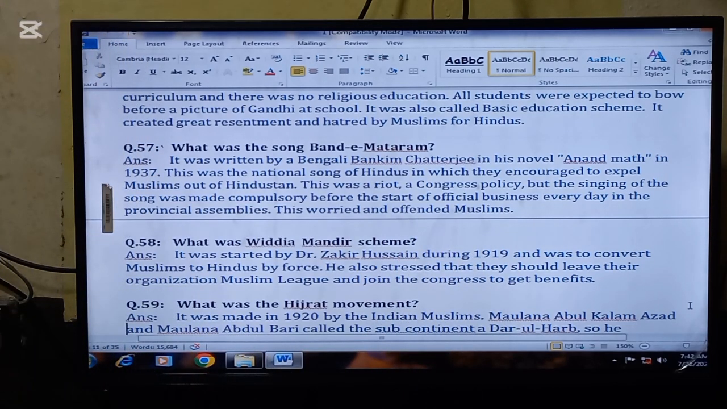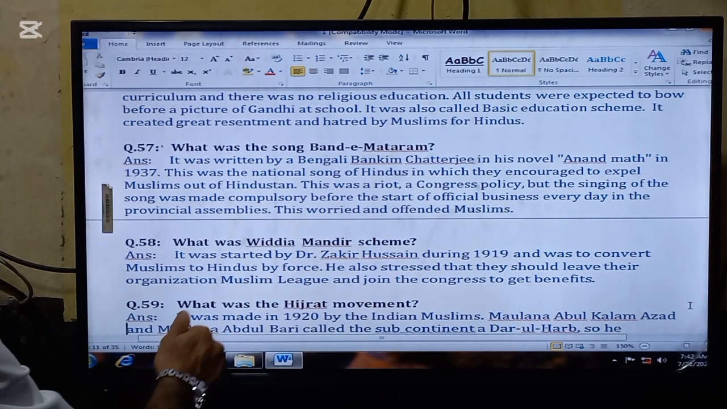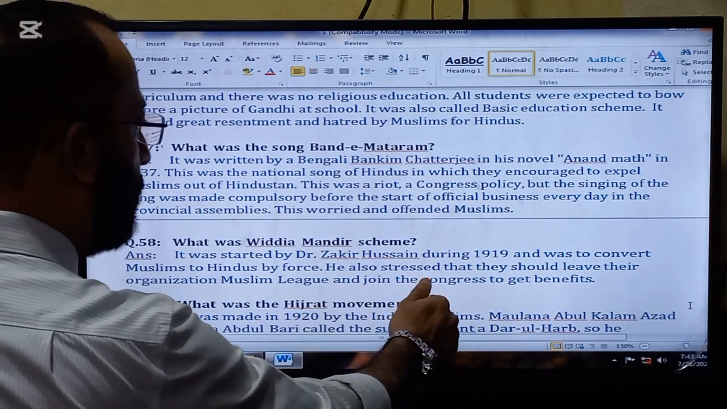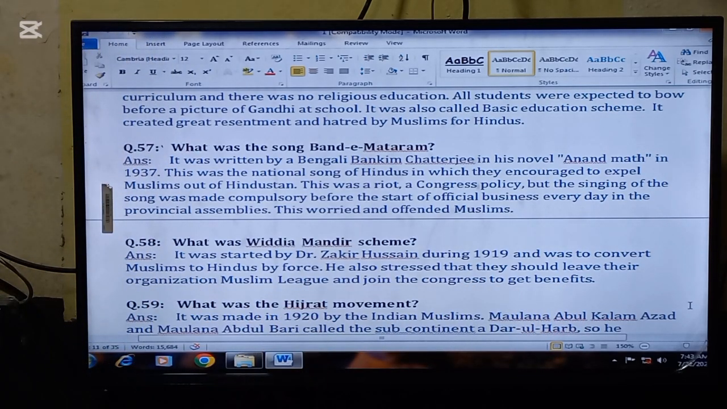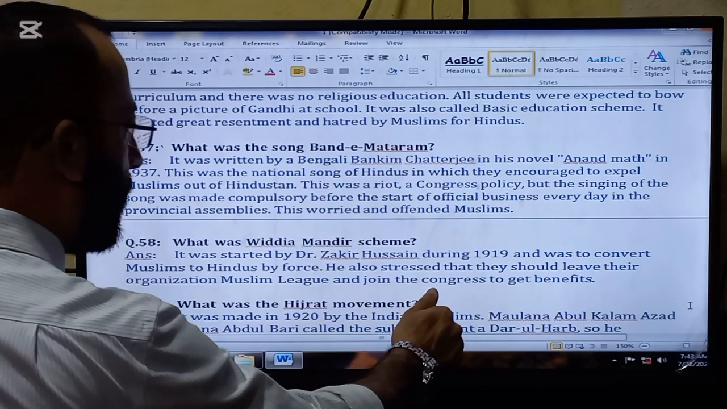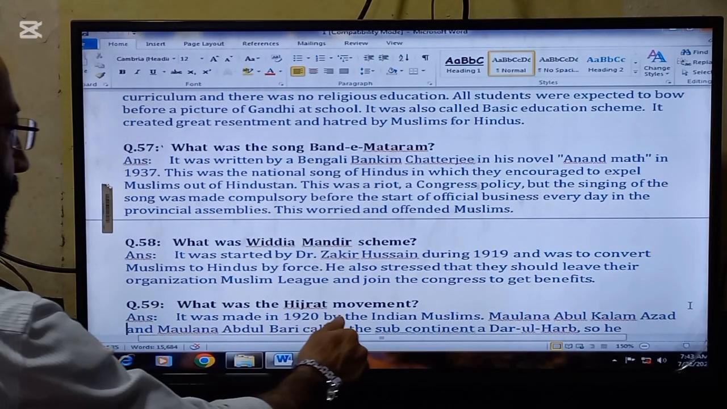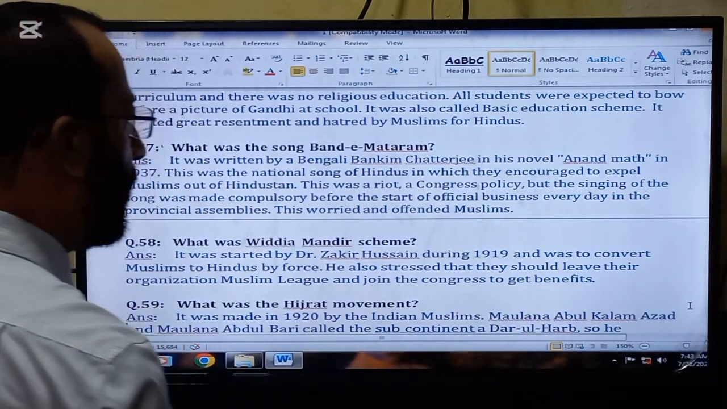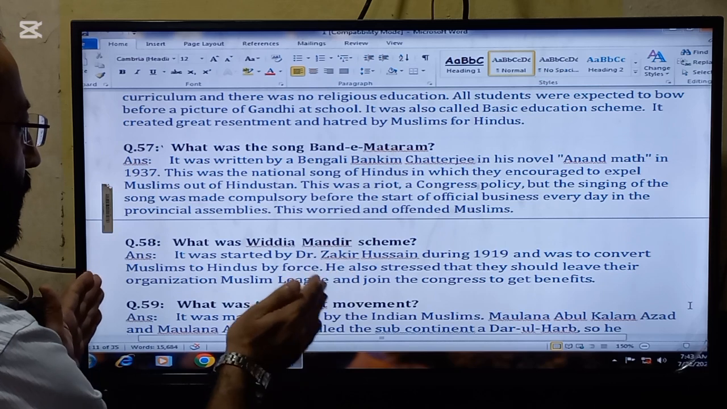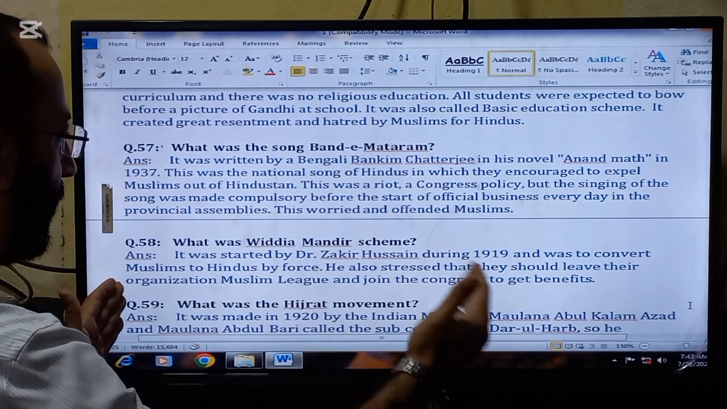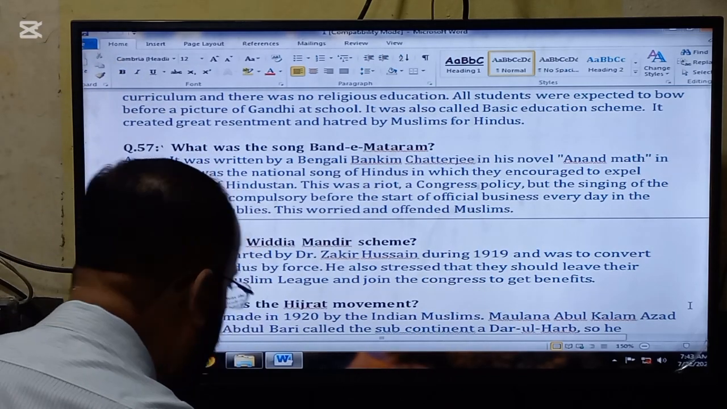The next important question for today is, what was the Vidya Mandir scheme? It was started by Dr. Zakir Hussain during 1919 and was to convert Muslims to Hindus by force. He also stressed that they should leave their organization, the Muslim League, and join the Congress to get benefits. So actually, Dr. Zakir Hussain was with the Indian National Congress and Hindus, and he was working for their welfare.